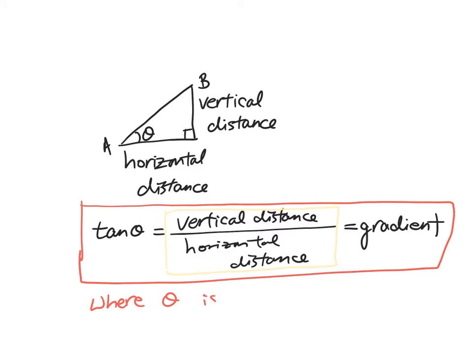Where theta is the inclination of the road AB. So tangent theta is actually equal to the gradient of the road.